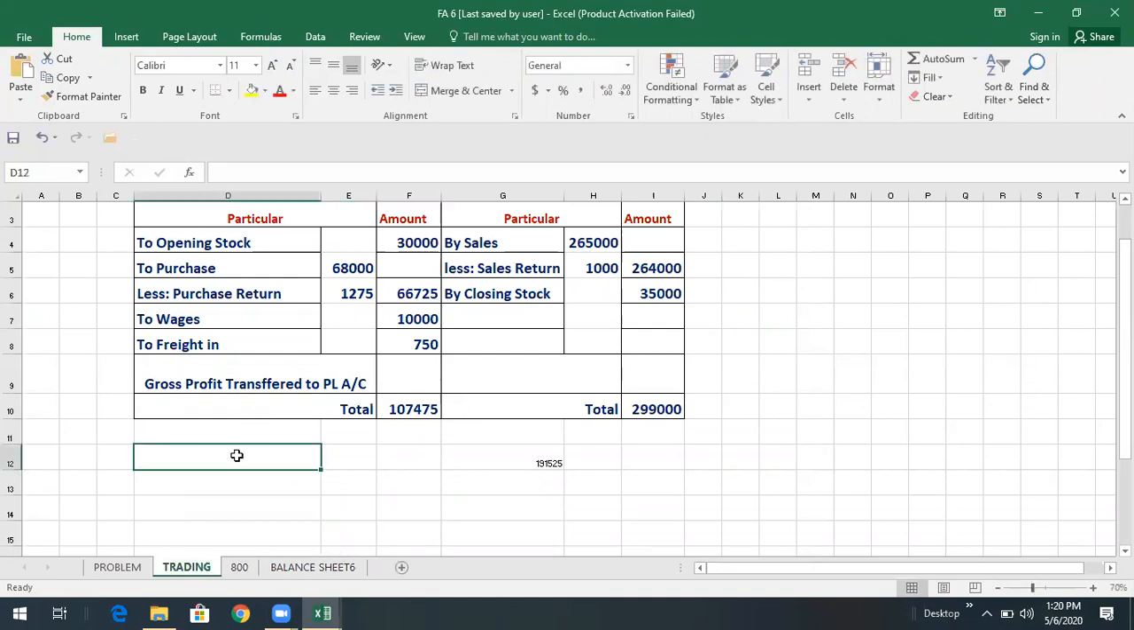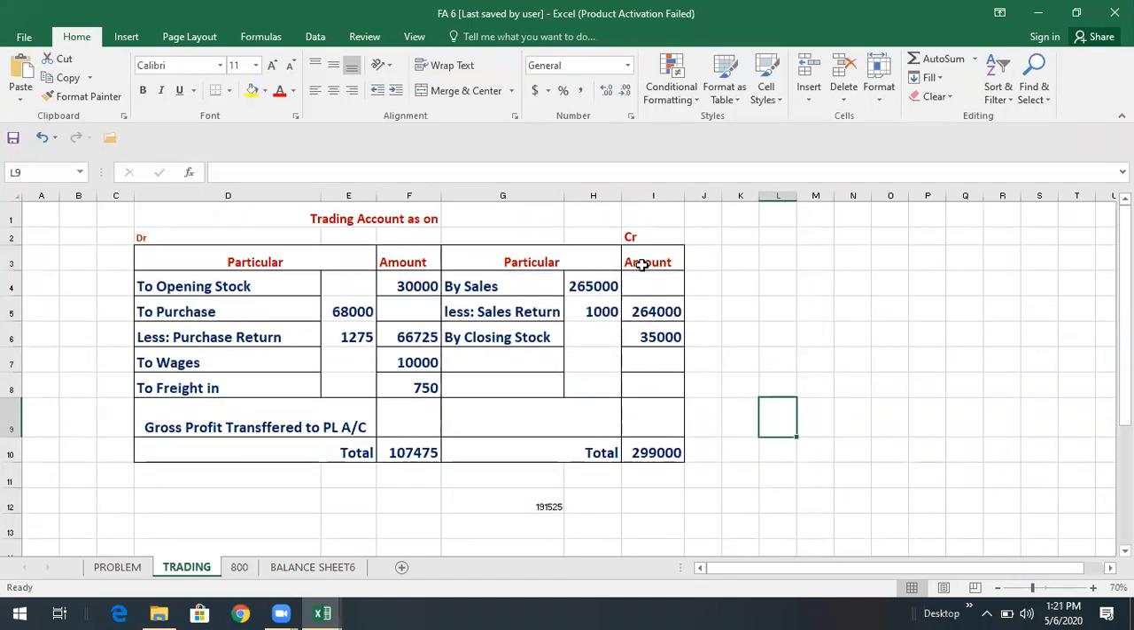Now I'm going to close the trading account. This side total, that's the credit side total. Here this is the credit side. So the credit side total is 2,64,000 rupees plus 35,000 rupees. That gives 2,99,000 rupees. That is the total of the credit side in the trading account.